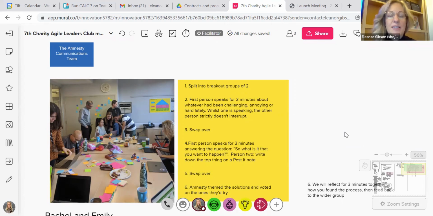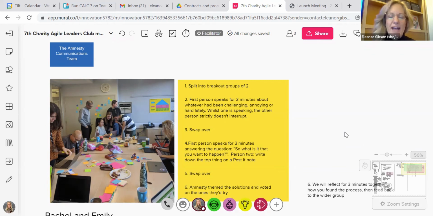How they did it was they split into breakout groups online of 2 people. The first person spoke for around 3 minutes around whatever had been challenging, annoying, or hard lately. While that first person was speaking, the other one was strictly not interrupting and just leaving that space. Silence was okay. They then swapped over, and the second person had 3 minutes to rant on whatever was challenging, annoying, or hard lately for them.